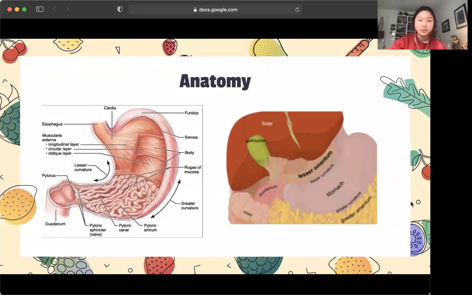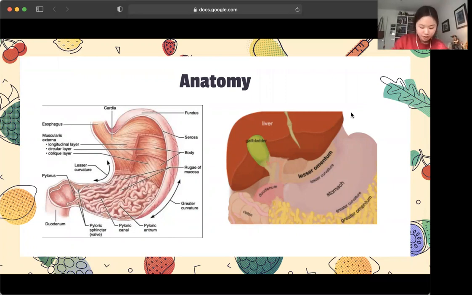So that's the angle of His. And then we've got the body, the largest, most central portion. You guys can see from the diagram. And then we've got the pylorus, which is basically connecting the stomach to the duodenum. And it also demarcates the transpyloric plane at the level L1.